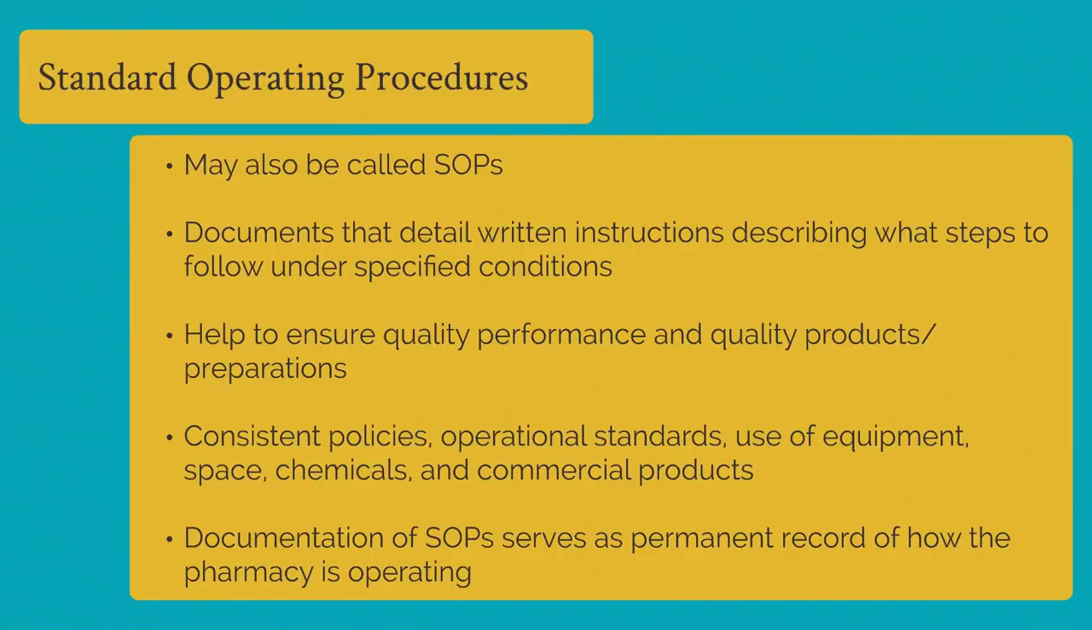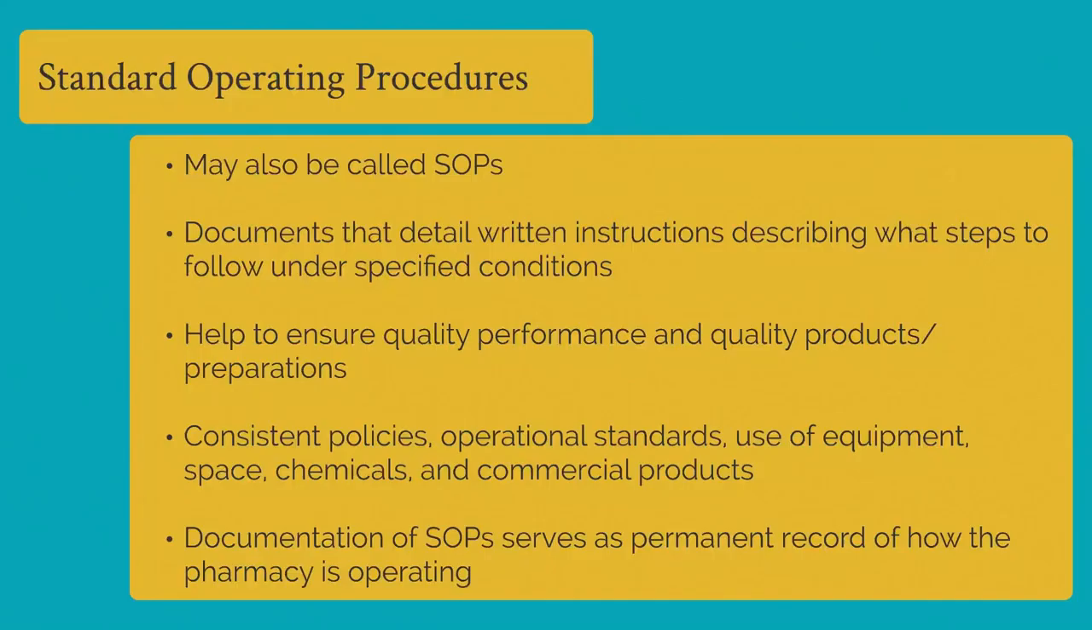Consistent policies, operational standards, use of equipment, space, chemicals, and commercial products, and documentation of SOPs serves as a permanent record of how the pharmacy is operating. So this is basically your rule book for how to handle things day to day.